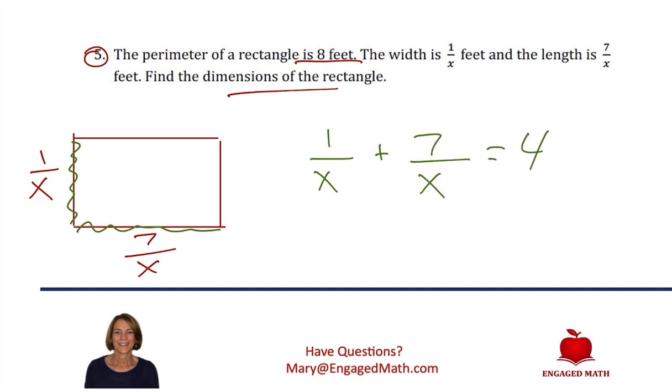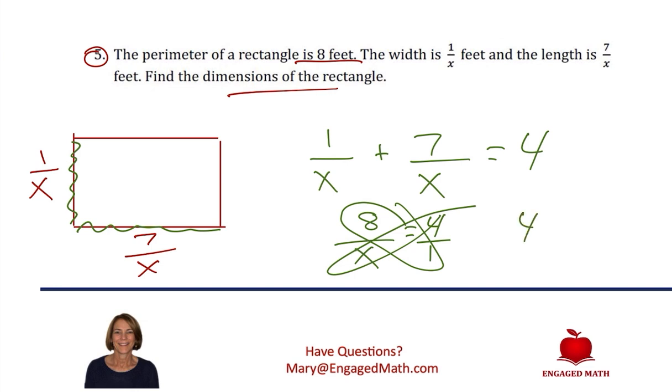And now we have enough information so we can solve for x, because we know we can combine these 2 fractions together as they have a common denominator. So we can say 8 over x equals 4. And if you want, you could put the 4 over 1, cross multiply. So 4x equals 8. So x equals 2. You're dividing both sides by 4. So x equals 2.